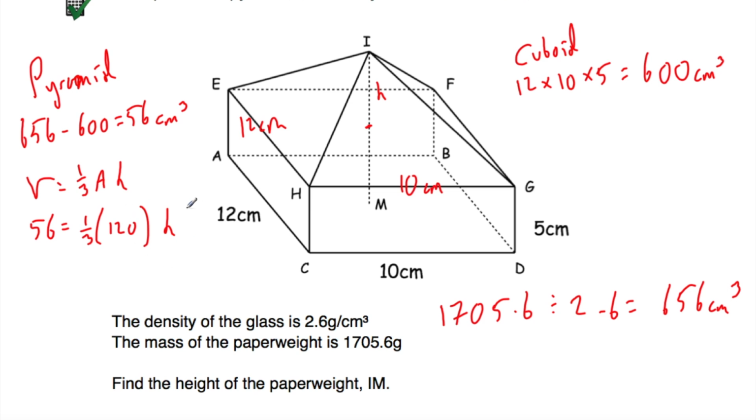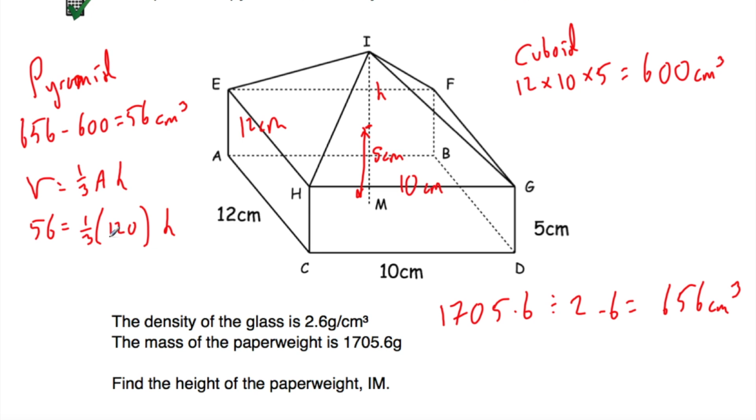So if we solve this equation, then we can find out what H is, and then we can add that onto 5, because if this part is H, remember this is just where the pyramid starts. Below that is the cuboid, and the height of the cuboid was 5 centimeters. So here to here is 5 centimeters, and if we get what H is, we can add that on to get the total length of IM.